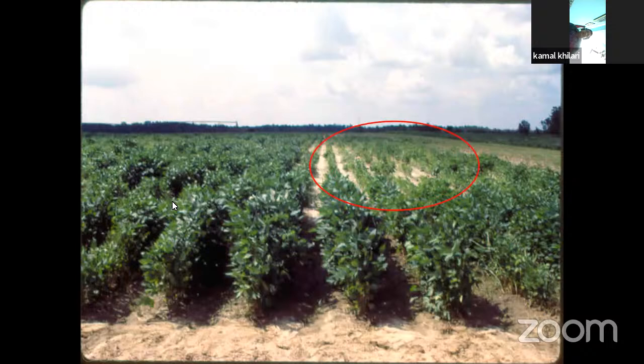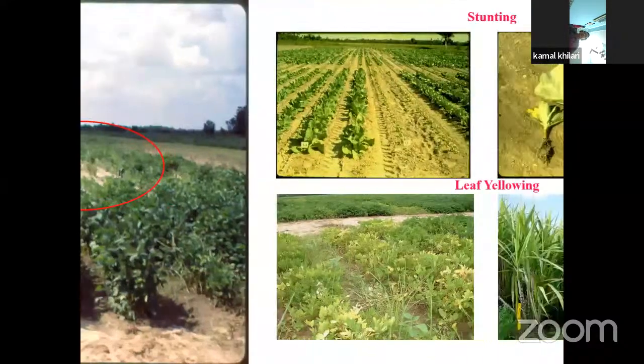So these are some photographs. This is an area where the crop is showing healthy symptoms, but these are the areas where plants are infested with the nematode. That's why there is some pale yellowing, as well as the size of the plant is small. They are dwarf in size. So this is the patch in this field. That patch is where the plants are infested with the root knot nematode.